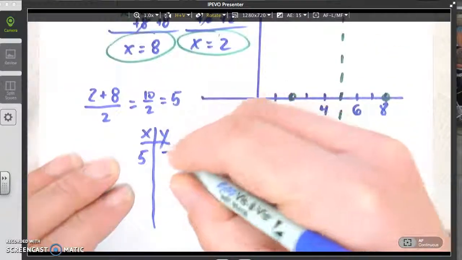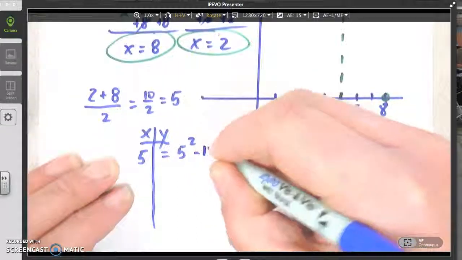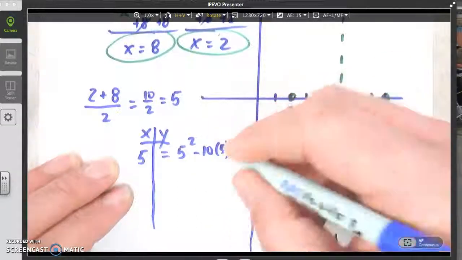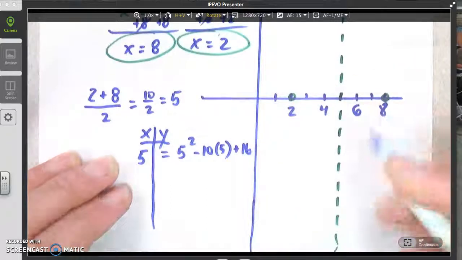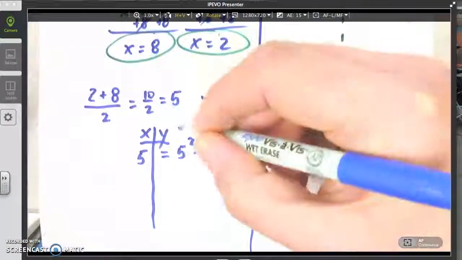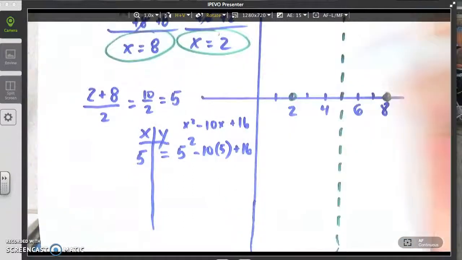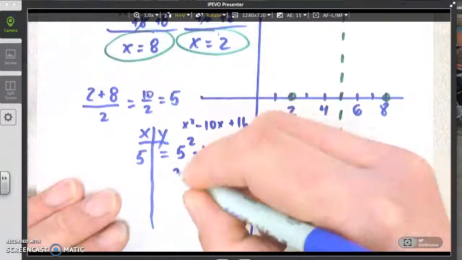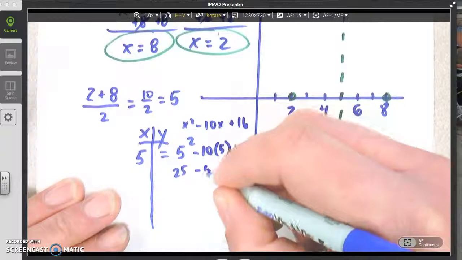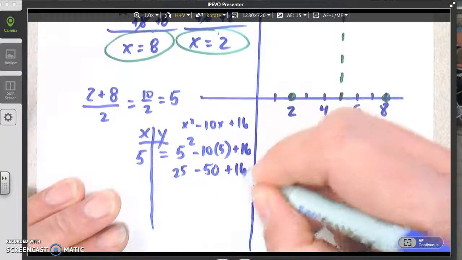We get 5 squared minus 10 times 5 plus 16. And this is the original equation. Remember, our original equation was x squared minus 10x plus 16. All we're doing is plugging in 5 into there. Okay, now, it's critical. You must follow the order of operations here. 25 minus 50 plus 16.